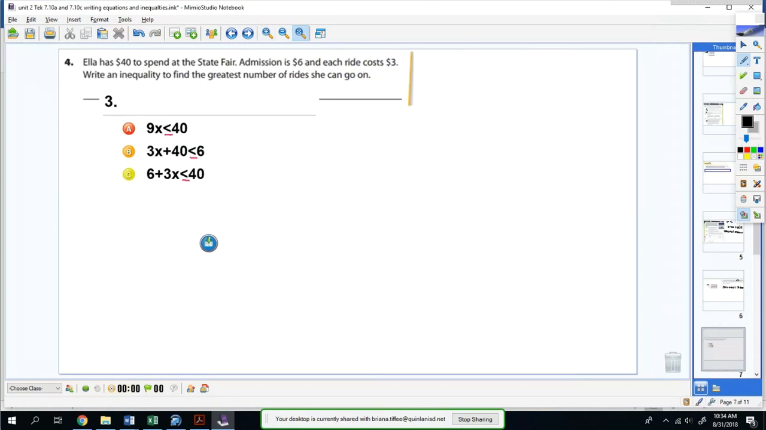All right, so now let's do another one. Eli has $40 to spend at the state fair. Admission is $6, and each ride costs $3. Write the inequality. So his starting point is $6, because to be able even to get into the state fair costs $6, plus 3x for each ride it costs.